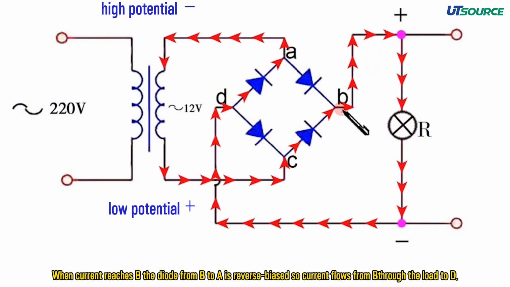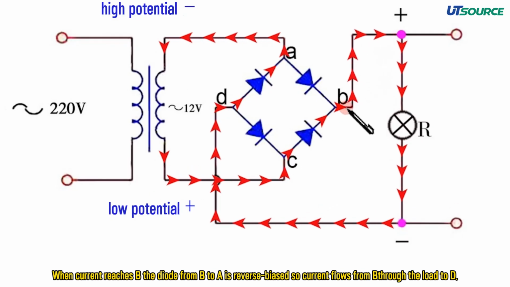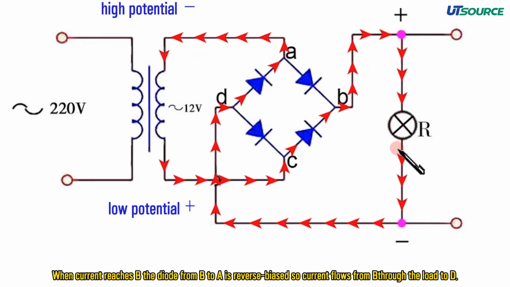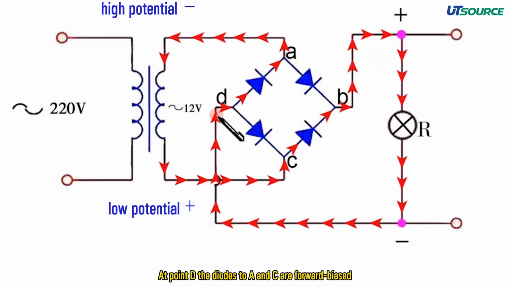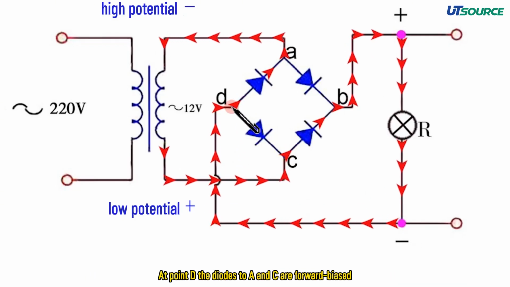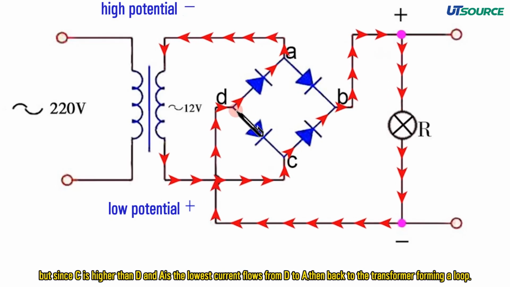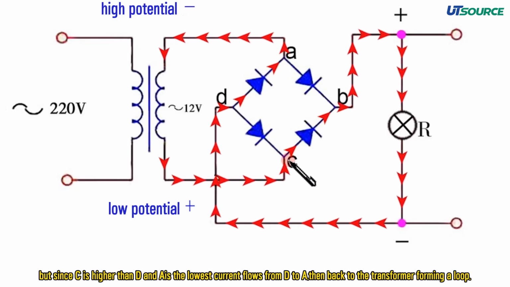When current reaches B, the diode from B to A is reverse biased, so current flows from the load to D. At point D, the diodes to A and C are forward biased. But since C is higher than D and A is the lowest, current flows from D to A, then back to the transformer, forming a loop.